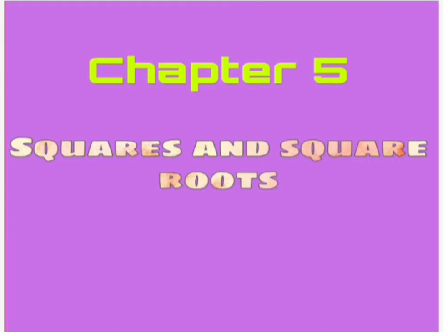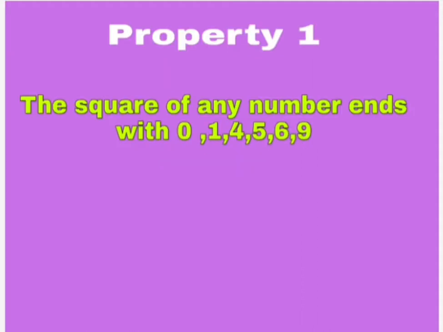Dear student, we are in chapter number 5, squares and square roots. In the last class, we discussed the properties of the square numbers. So first, let us recall those properties, and with the help of those properties, let us try to solve our exercise questions. Property 1: the square of any number ends with 0, 1, 4, 5, 6, 9.